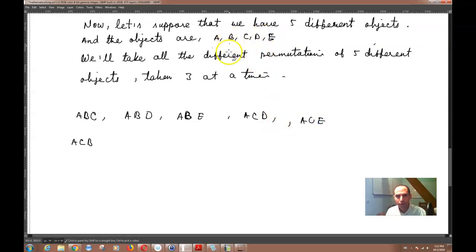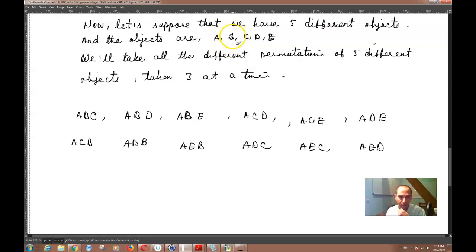And then you have ADB, you have ADC, and you have ADE. And you have AEB, and you have AEC, and you have AED. And then you need to start with B.